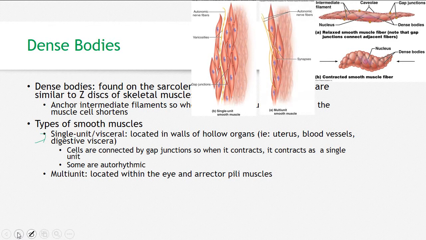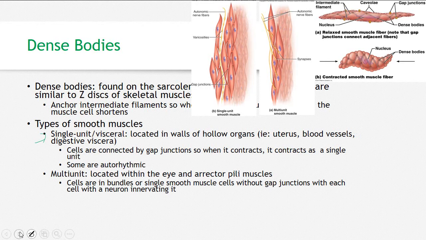Single unit, they have what between the cells? Gap junctions, right? They have gap junctions. So when it contracts as one organ or at the same time. While the multi-unit, they have multiple neuromuscular junctions.